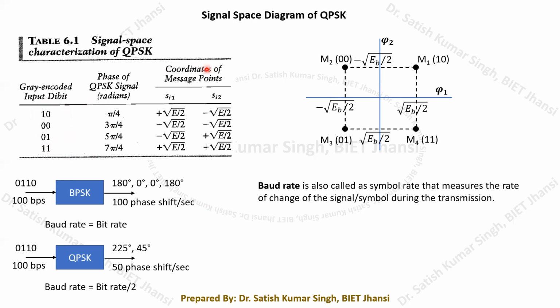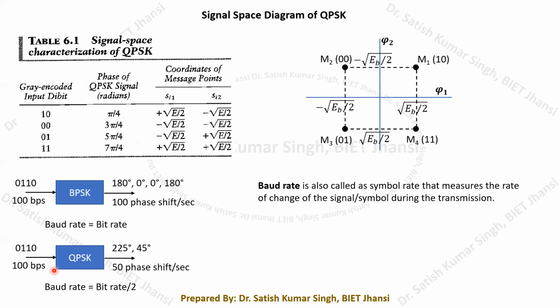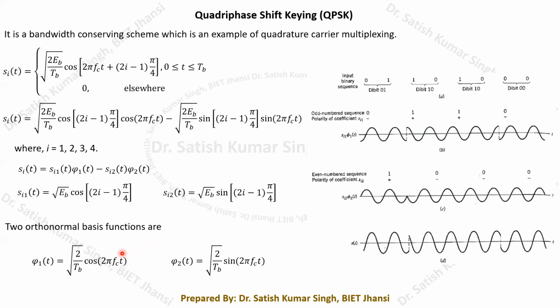Fine. Now first try to understand this signal space diagram. This is also a very important diagram, so try to understand it. You see that we basically have two basis functions, phi 1(t) and phi 2(t). Let us suppose that on the x-axis I represent phi 1(t). These two functions have the same frequency, but these two basis functions are orthogonal to each other.